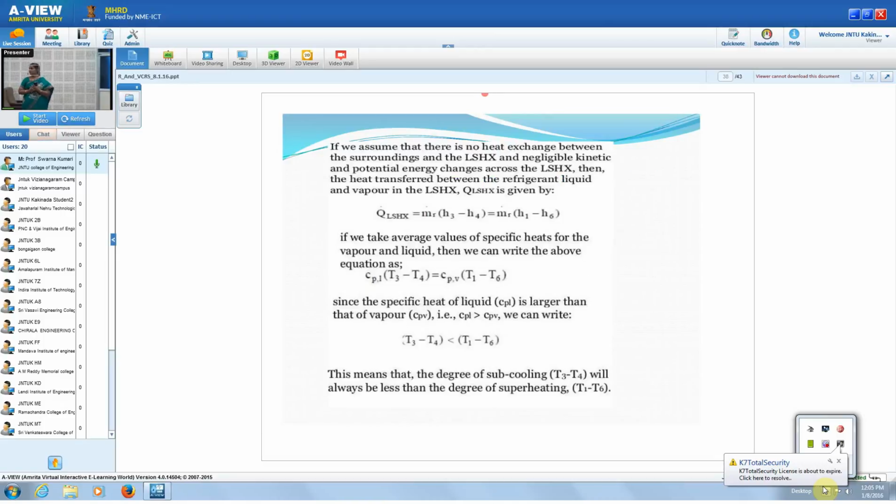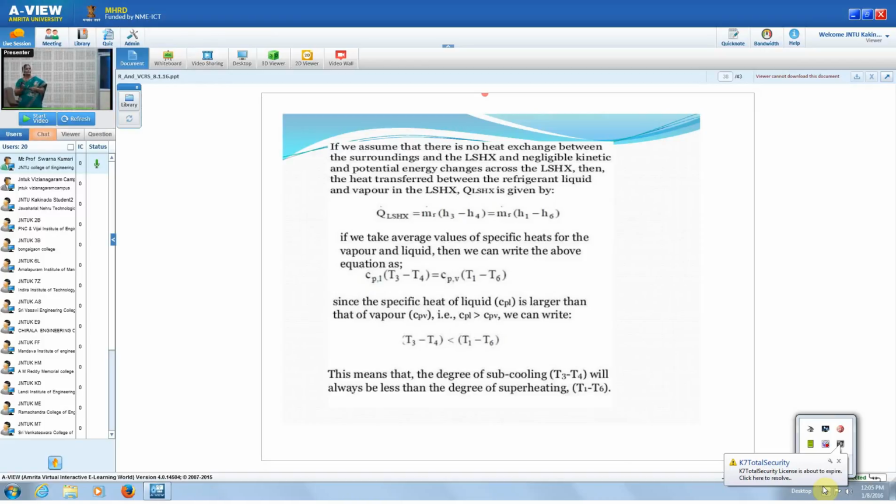The heat that is taken away in the condenser by subcooling is given out for superheating. If you see the heat transfer between the subcooling and the superheating, we can equate the heat removed in the liquid and the heat added to the vapor after the evaporator. So we can write the specific heat of the liquid into T3 minus T4, that is the cooling taking place from 3 to 4, and Cp of vapor into T1 minus T6, so from 6 to 1 it is heated.